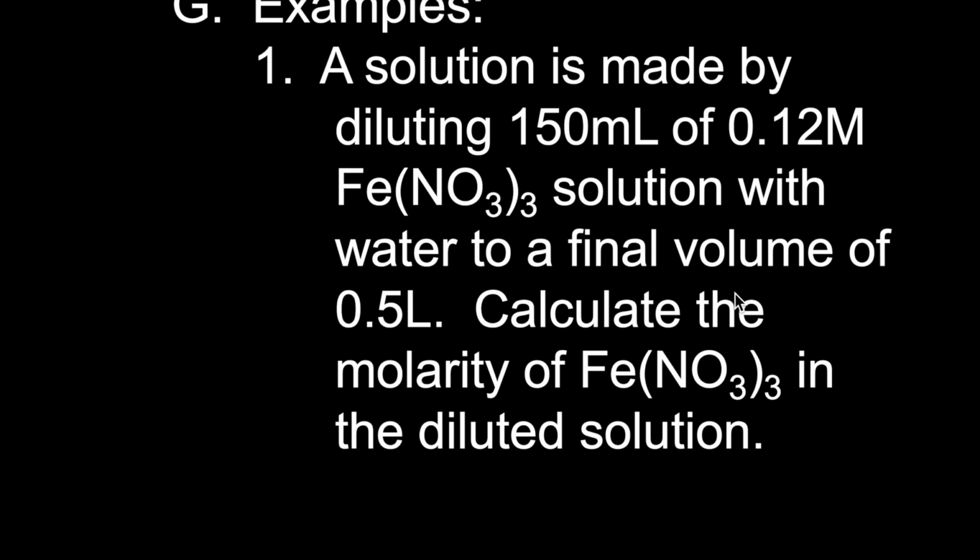So let's do some examples. I'm going to work these out, and then there will be a Moodle assignment that you're going to be doing with similar types of problems. So number 1, a solution is made by diluting 150 milliliters of a 0.12 molar ferric nitrate solution with water to a final volume of 0.5 liters. Calculate the molarity of ferric nitrate in the diluted solution.